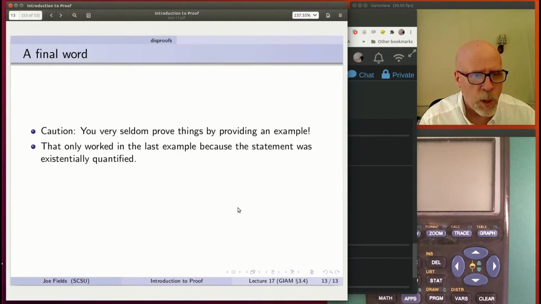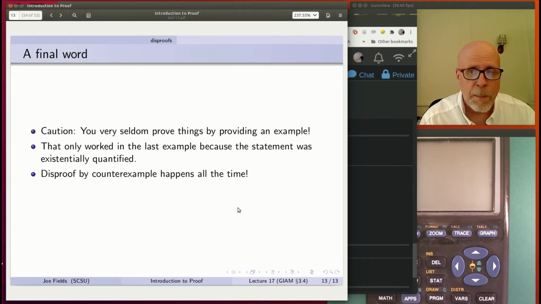So why did that work in the last example? Well, we were in this unusual circumstance of proving an existentially quantified sentence. So fine, there you can provide an example. Let me just point out the contrast, though. Disproof by coming up with an example, we do that literally all the time, because the statements we're looking at are typically universal, and we disprove them by just finding one example that shows the rule isn't true all the time.